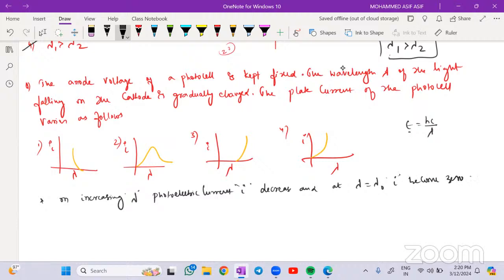Listen, now tell me what graph you can take. As you are increasing the wavelength, current decreases and finally becomes 0. Here, as wavelength is increasing, current is also increasing. This is not possible. So the best option I can choose for this one is the first option. Very good.